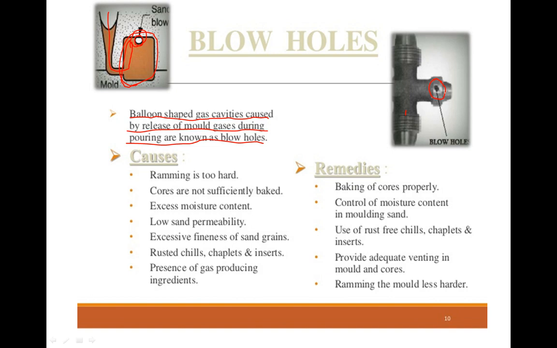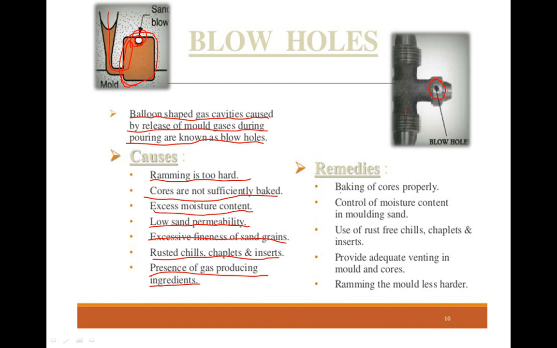There are many reasons why blowholes come into the picture. So, what are the causes? Ramming is too hard: you are pressing the sand by applying more pressure. Cores are not sufficiently baked. Moisture content in the cores, excess moisture content in the molding sand, low permeability of the molding sand. Then the moisture or gases contained in the sand are not able to escape and are entrapped. Excessive fineness of sand grains, rusted chills, chaplets and inserts, which are various tools used in the casting process. Presence of gas producing ingredients. Some ingredients are also responsible for producing gases during solidification of molten metal. That will show us the blowholes inside the casting after solidification.